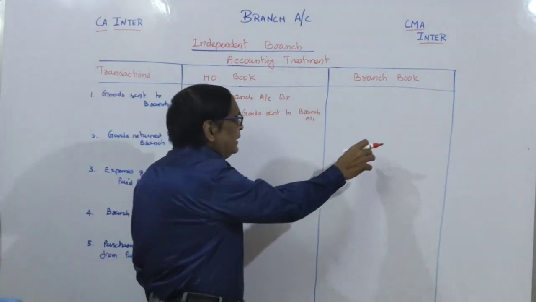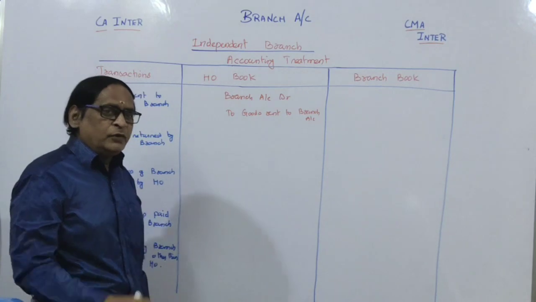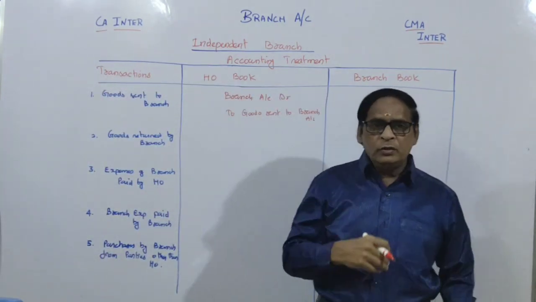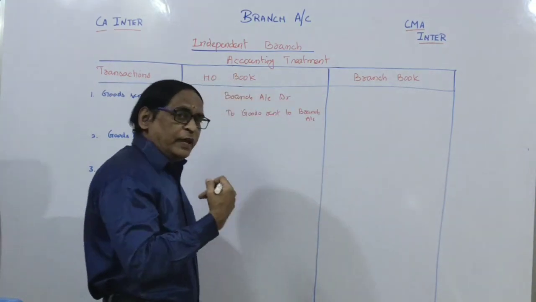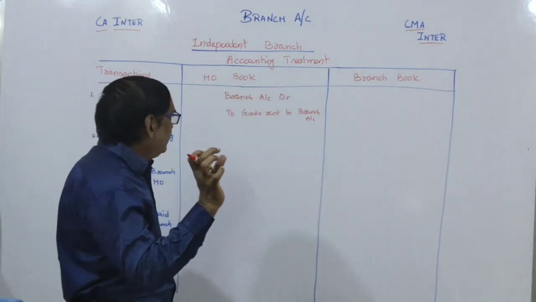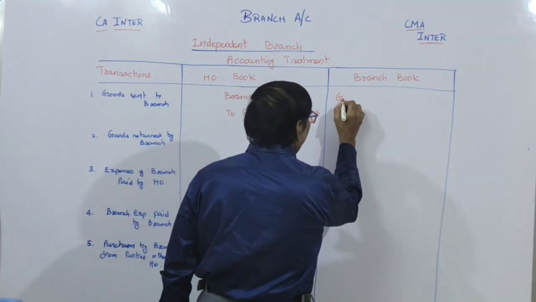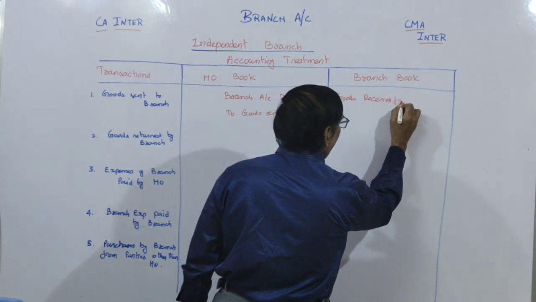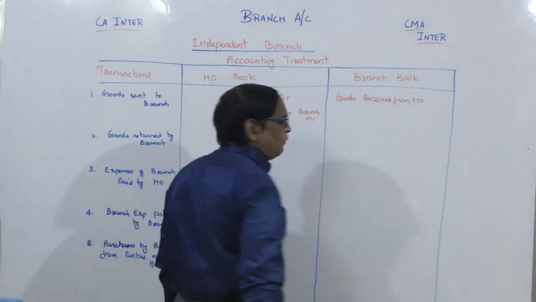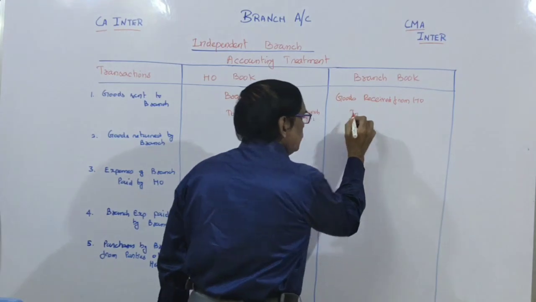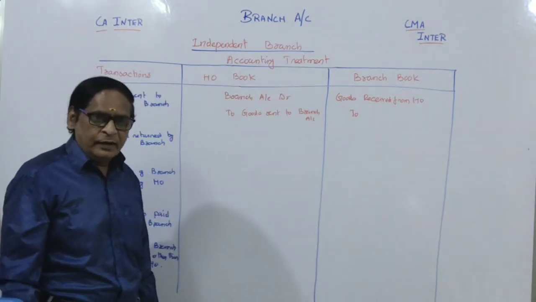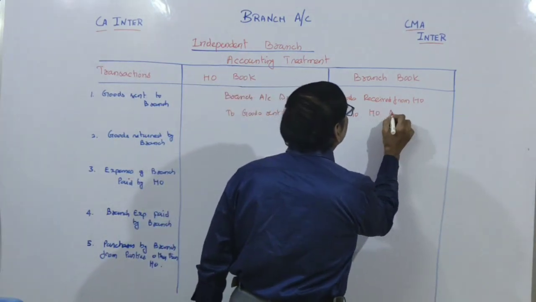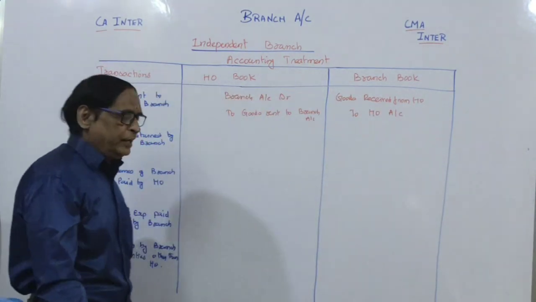In the books of branch, what will be the entry? Actually, as far as the branch is concerned, we are receiving goods from head office. So goods received. While we receive, we have to make one heading, that's goods received from head office account. Head office to, which one is to be credited? Credit the giver. Head office is supplying the goods, so he is the giver. So head office account. So this is the first journal entry.